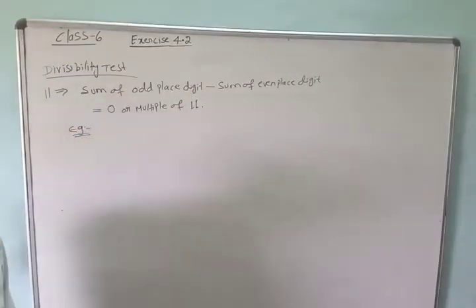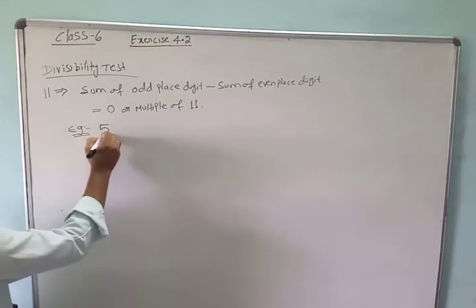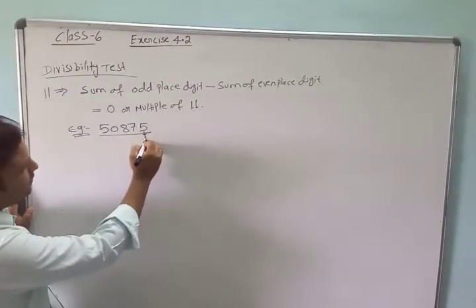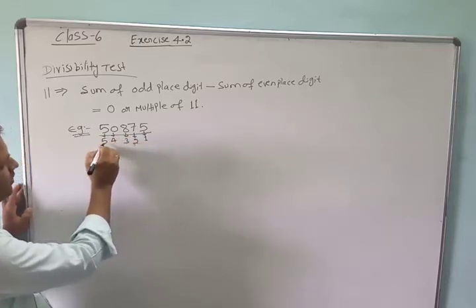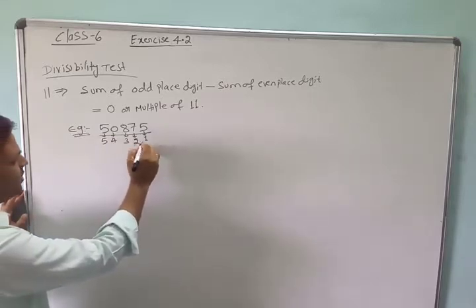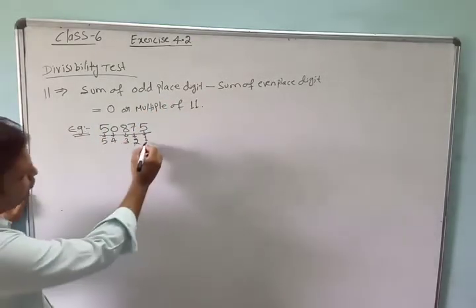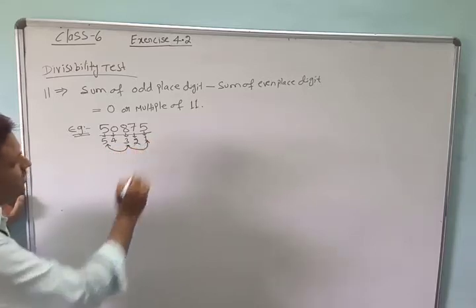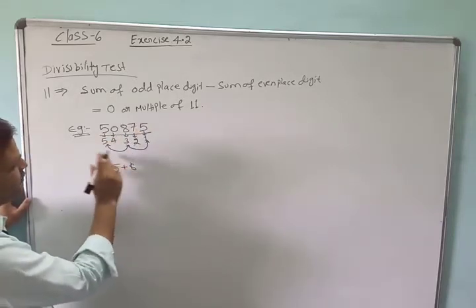Take one example: 50875. The digits are on the first place, second, third, fourth and fifth place. There are 5 digits and we have decided their places as 1, 2, 3, 4, 5. Now, sum of odd place digits. Which will be the odd places? 1, 3 and 5. So add all 3 digits: first place is 5, third place 8, and fifth place 5.